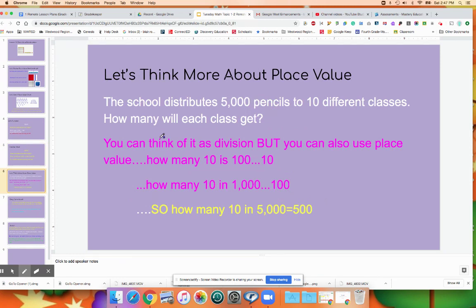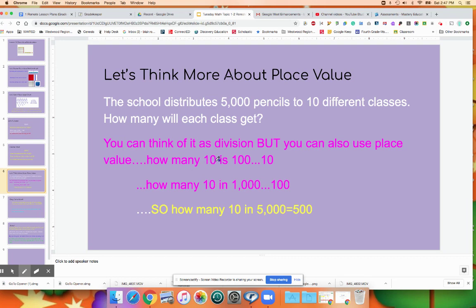So here, let's see. The school distributes. Distributes is a fancy word for gives out. So the school gives out 5,000 pencils. That's a lot of pencils to 10 different classrooms. How many will each class get? Well, as I'm reading this, it makes me really feel like it's a division question, right? I have a total, I'm breaking them into 10 equal groups, each class, right? So you can think about it as a division problem, but we should also start thinking about it in terms of place value relationships, right?